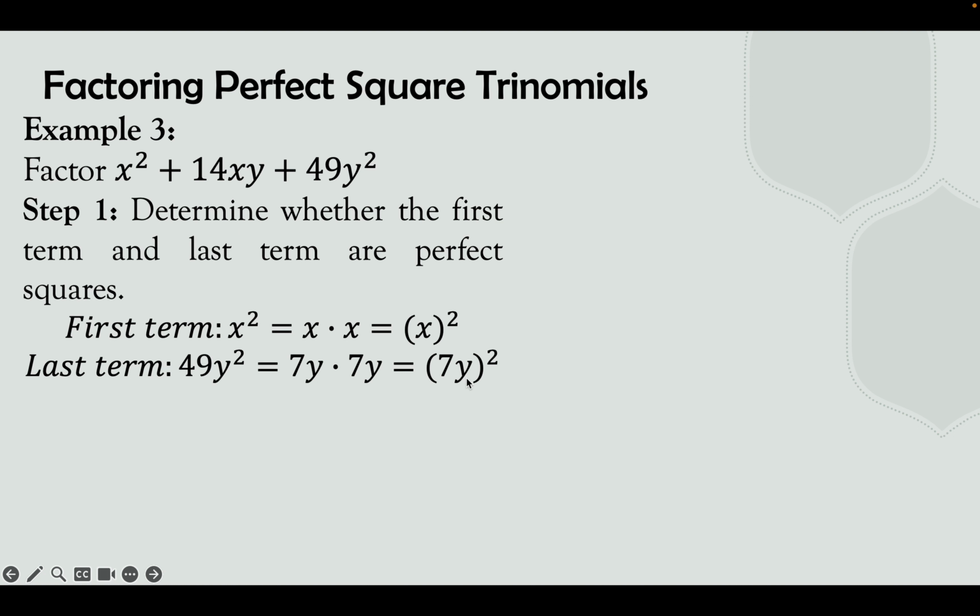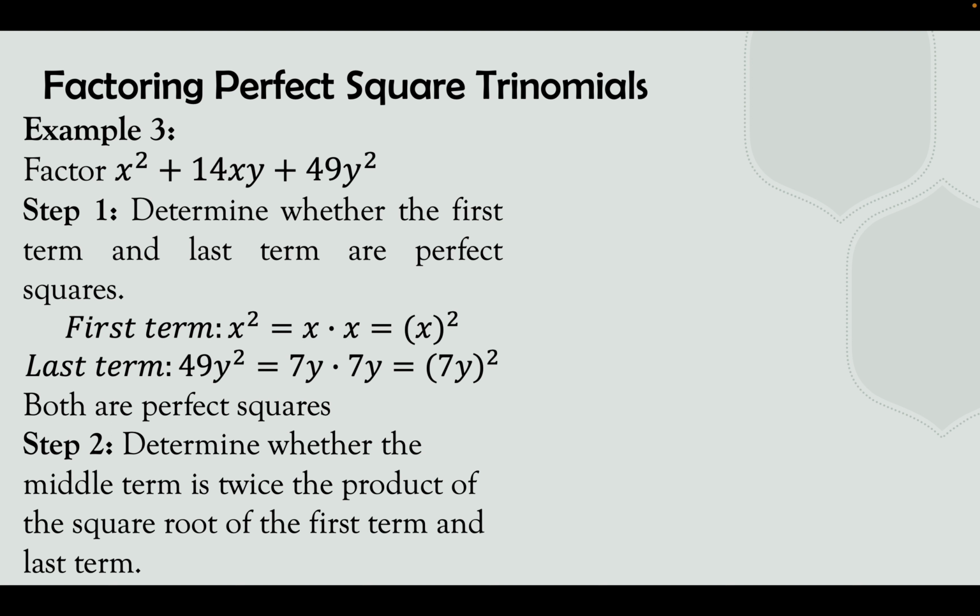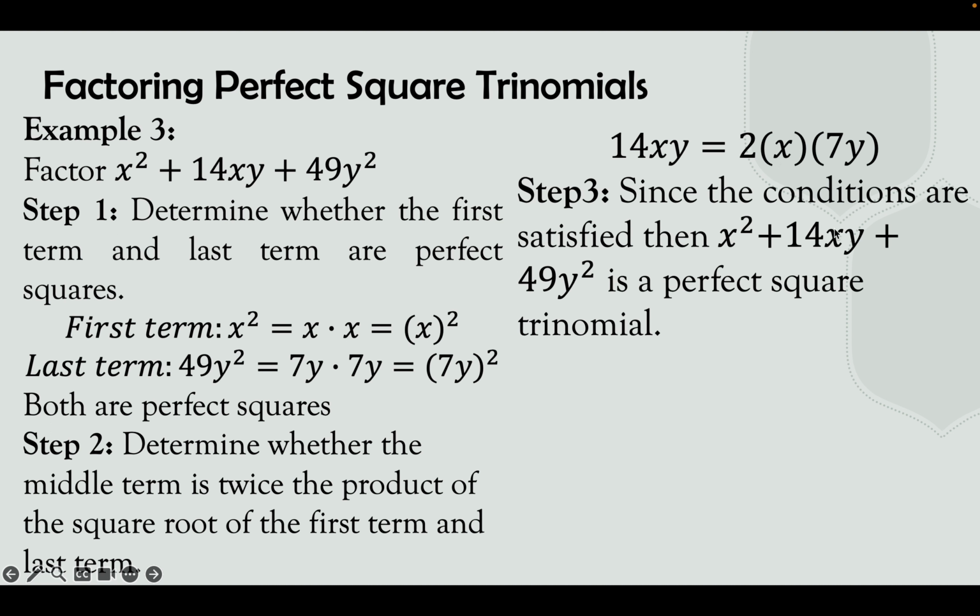So we have 7y raised to 2 when we change that one into exponential form with the power of 2. Then they are both perfect squares. So determine whether the middle term 14xy is twice the product of the square root of the first term and the last term. So we have 14xy equals 2 times x times 7y. Since conditions 1 and 2 are satisfied, then x squared plus 14xy plus 49y squared is a perfect square trinomial.